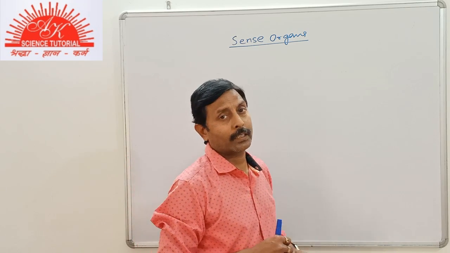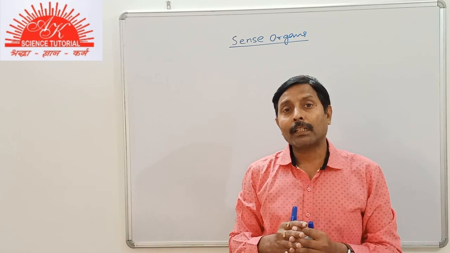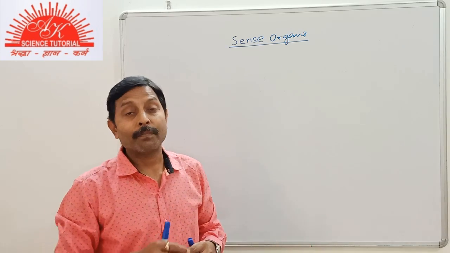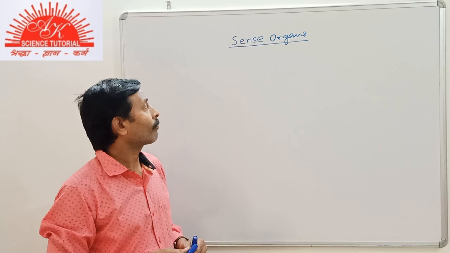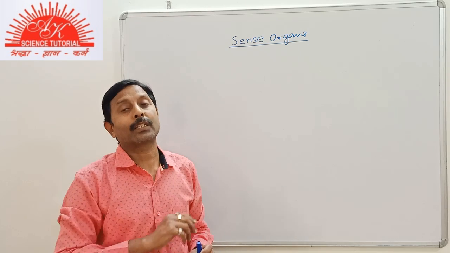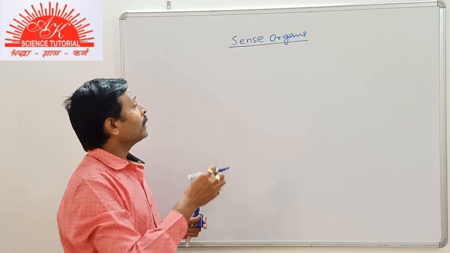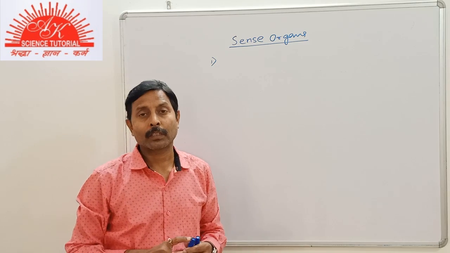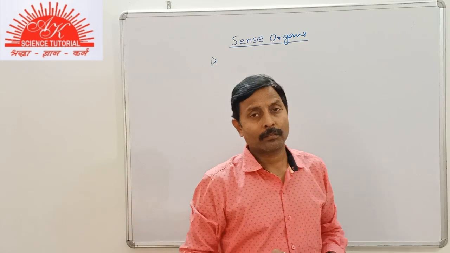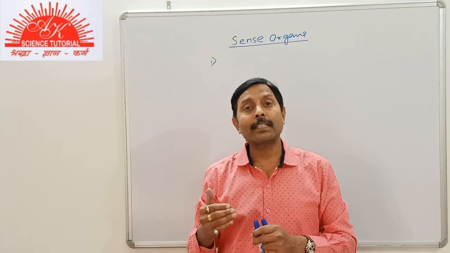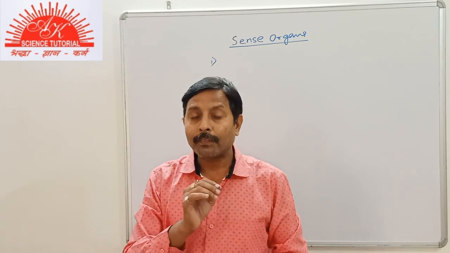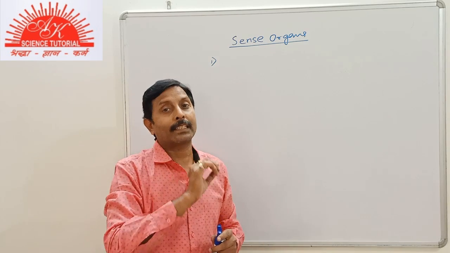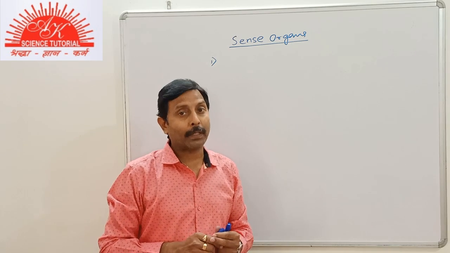What are sense organs? Sense organs keep us informed about our environment. It may be external or internal. There are 5 sense organs basically. These sense organs are having their specific functions. There are sensory cells which are categorized according to their functions. In different sense organs, we have different types of sensory cells specified for their specific function.